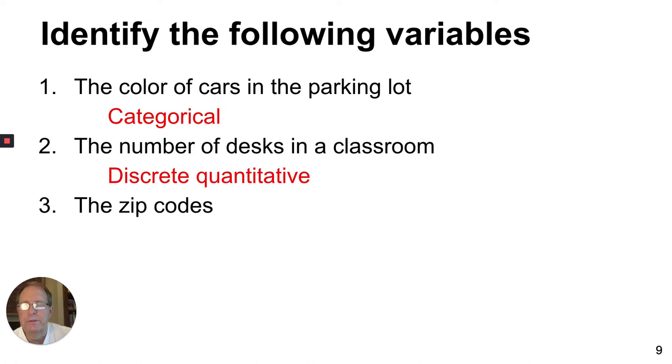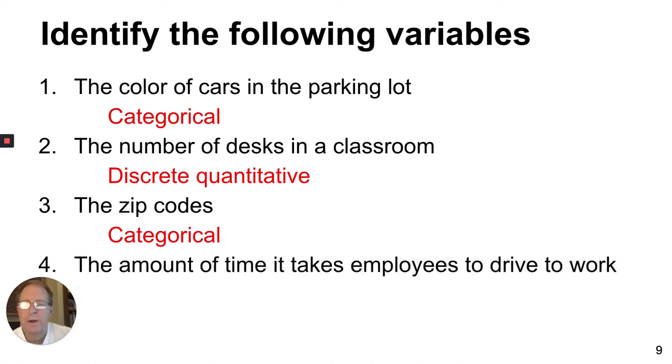Zip codes. Is that categorical or quantitative? That's categorical. Zip codes represent a place. So the fact that Capella has a zip code of 75019 and Plano has a zip code of 75075 doesn't mean that Carrollton has the average of those two zip codes. It doesn't make sense to average zip codes. The amount of time it takes employees to drive to work, well, that is continuous and quantitative.